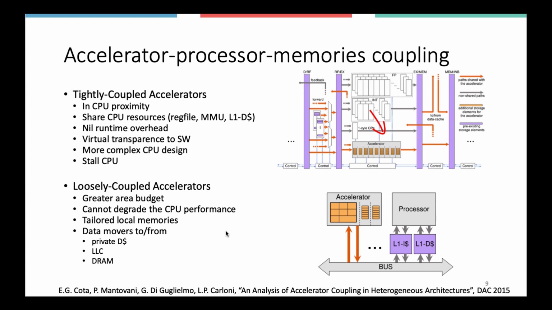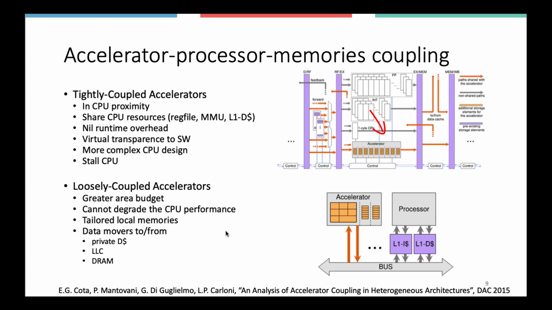They usually share CPU resources, such as the register file, the memory management unit, and the caches. There is no overhead for the invocation, and they are virtually transparent to the software. On the other hand, they require an expansion of the ISA to include special instructions to manage their operation. This ISA expansion percolates to the software via a compiler or via low-level libraries.